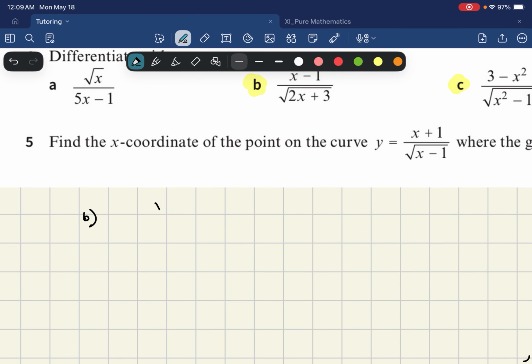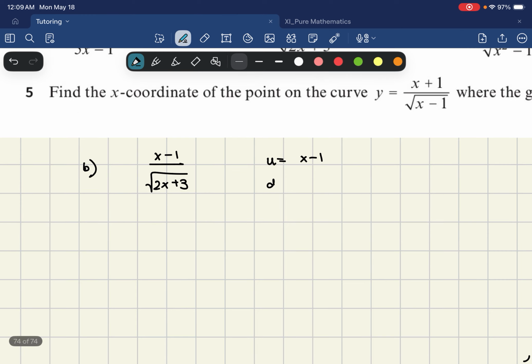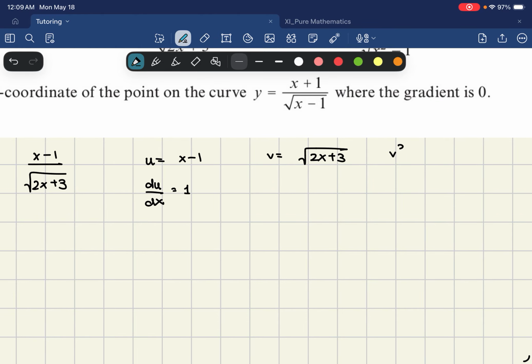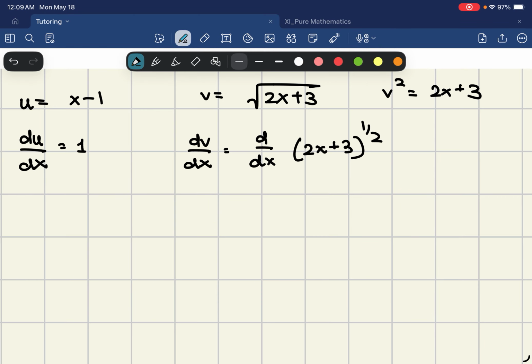has x minus 1 divided by square root of 2x plus 3. So u is equal to x minus 1. The numerator is always u. du by dx is just 1. v is equal to square root of 2x plus 3. v squared is equal to 2x plus 3. dv by dx. Now remember, v is just 2x plus 3 to the power half. That is what we mean by square root, right? So you can bring your half to the front. 2x plus 3, you have minus half, right? Half minus 1 is minus half.